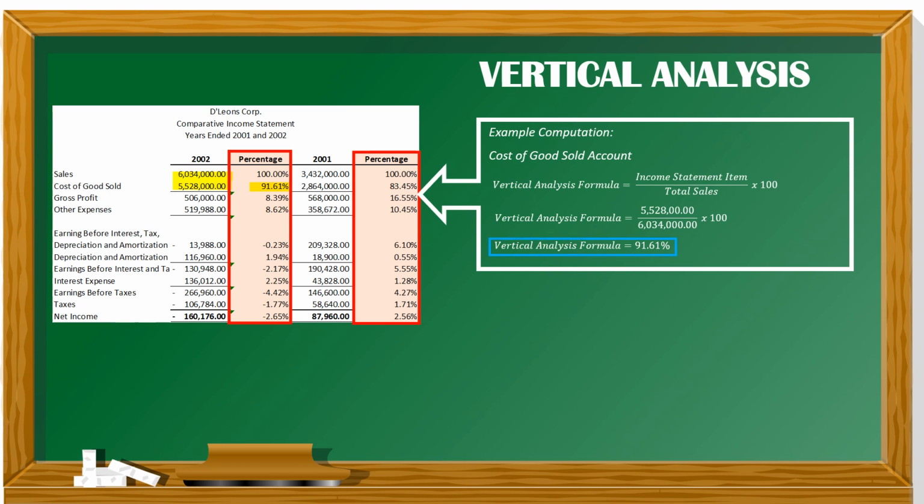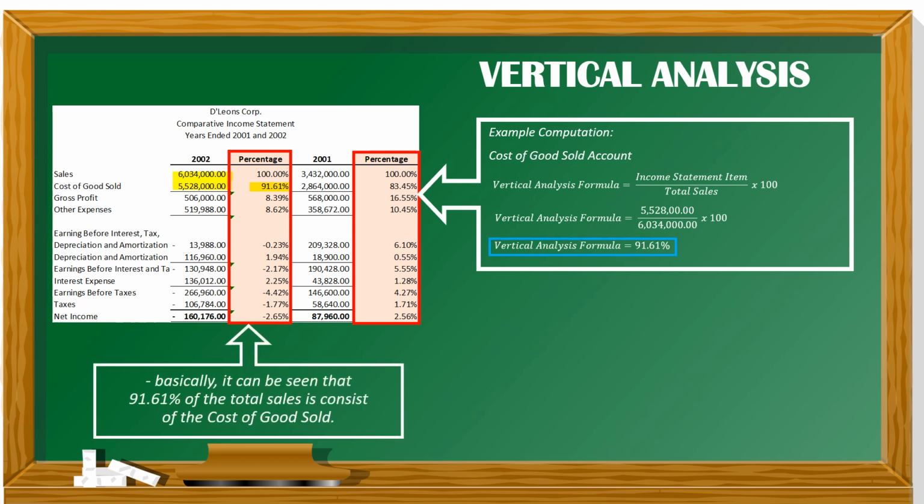Okay, so what does this 91.61% mean? It basically means that De Leon Corp is spending much on the cost of its product. And by looking at the two comparative years here, 2001 and 2002, the cost of goods sold has increased in the year 2002. If you can see here, for 2001, the cost of goods sold is only 83.45%. And then in 2002, it increased to 91.61%. So it could mean that this account could be the main reason why the firm has a net loss for year 2002.